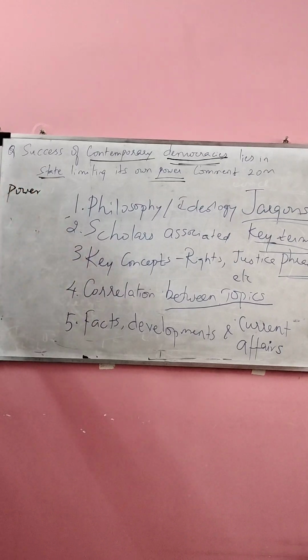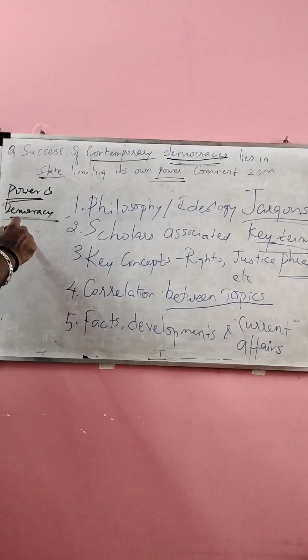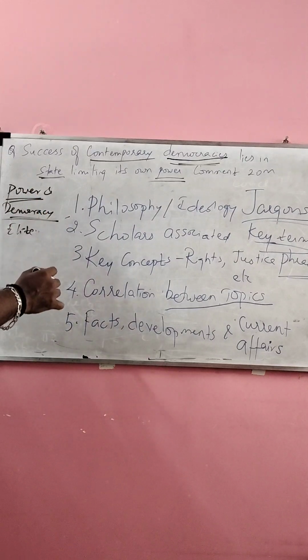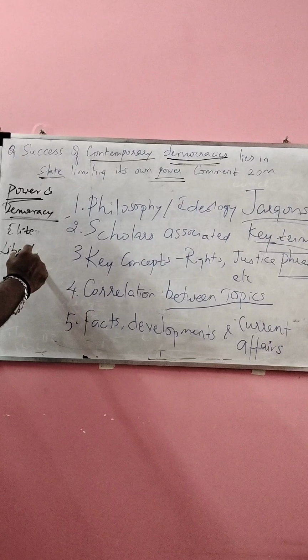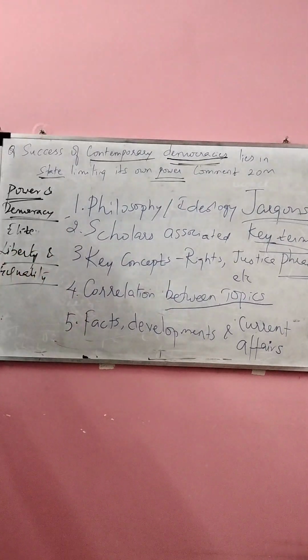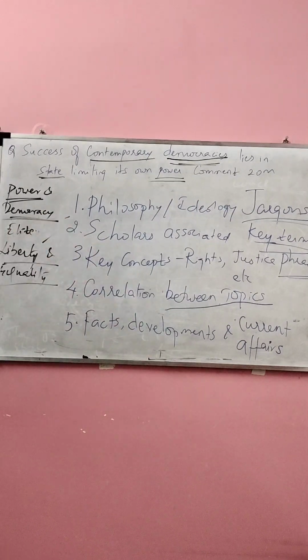Power and democracy. You have to associate. You have to hit concepts such as elite, now correlate further. How liberty and equality are complementary principles, how liberty and equality are contradictory principles. You have to correlate. Bring in the scholars associated once again.